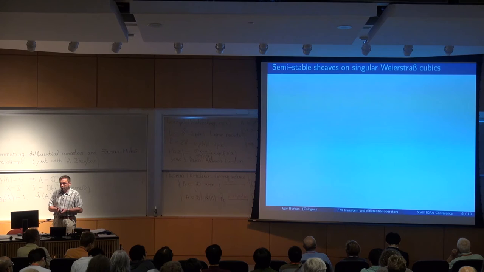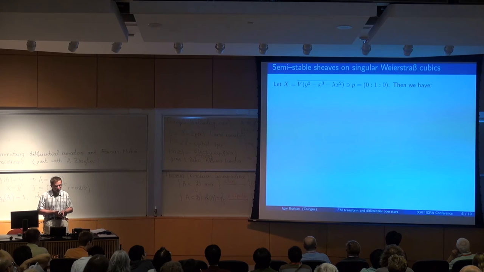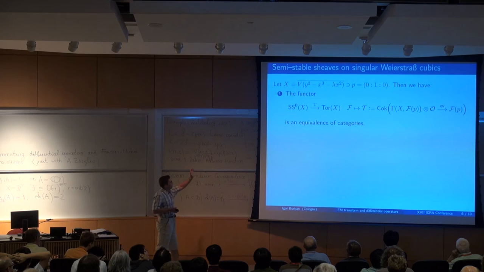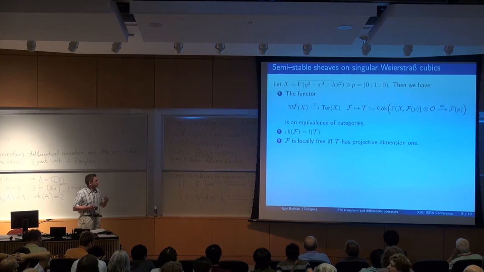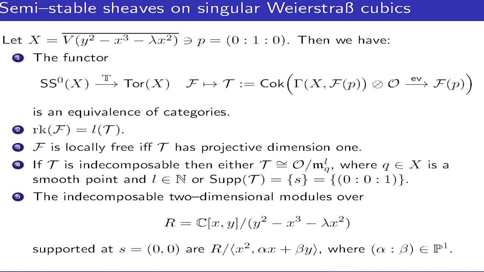So, talking about semi-stable sheaves on a singular curve again, the upshot is the following. Semi-stable sheaves form a category equivalent to the category of torsion sheaves. In this correspondence, the rank is the length, and being locally free corresponds to the sheaf T having projective dimension 1. Moreover, we have to understand the representation theory of T, and either we have a sheaf with multiplicity, or we have support at a singular point.